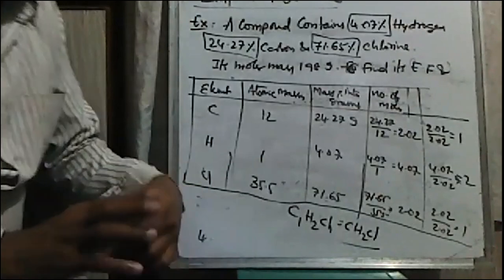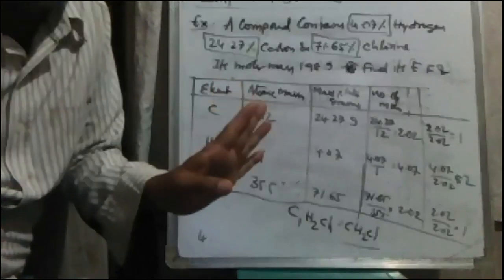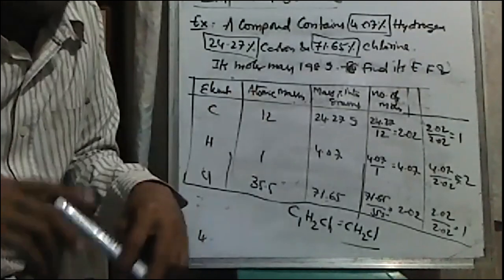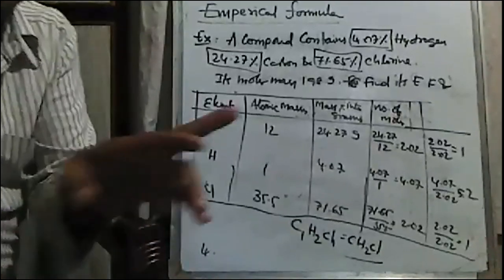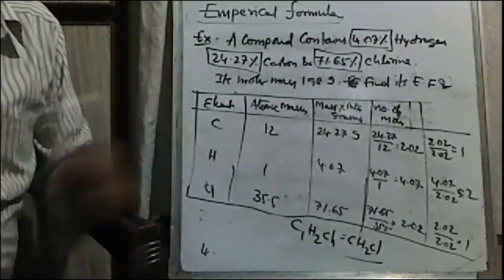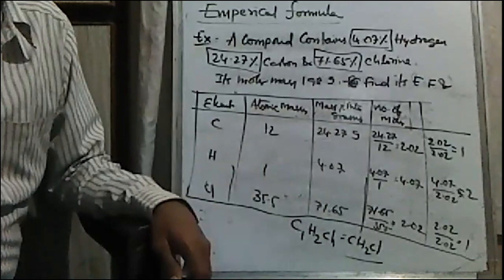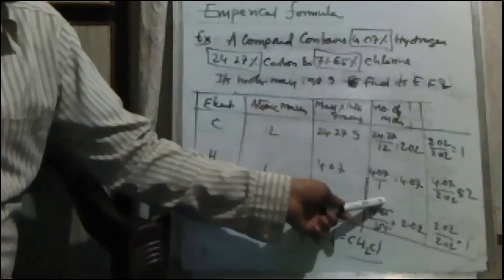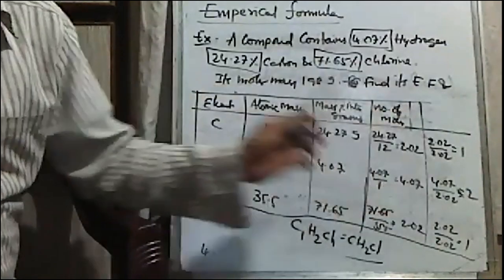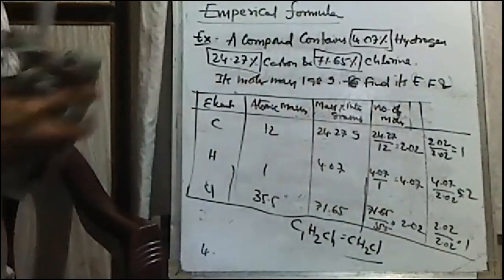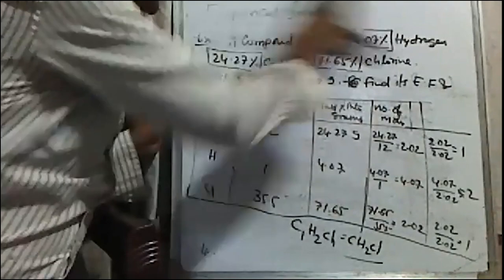You see, here there are 4 steps. The first one is to convert the mass percentage into grams. This is step 1. Then convert them into number of moles. Then after getting the number of moles, we can calculate the simplest ratio of elements, and thus the empirical formula.